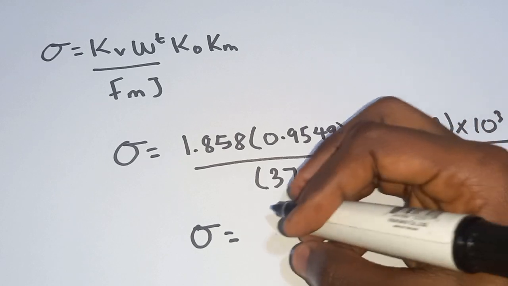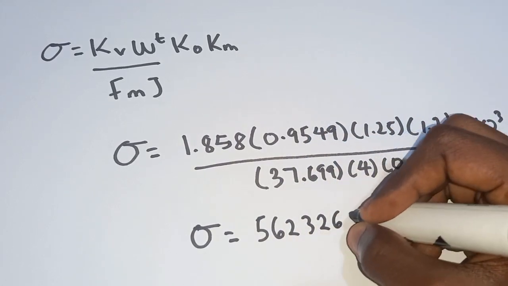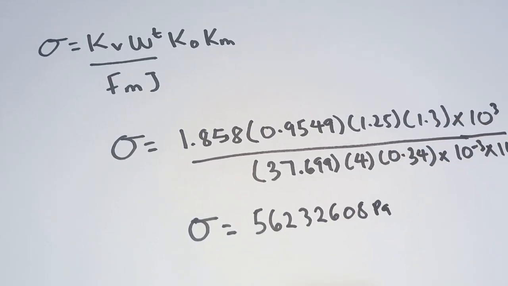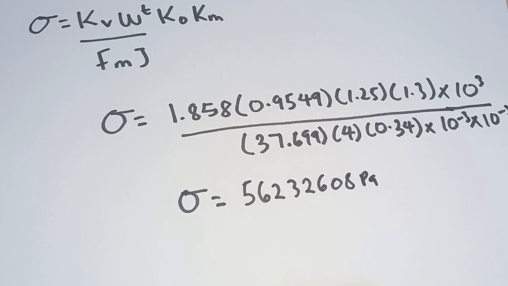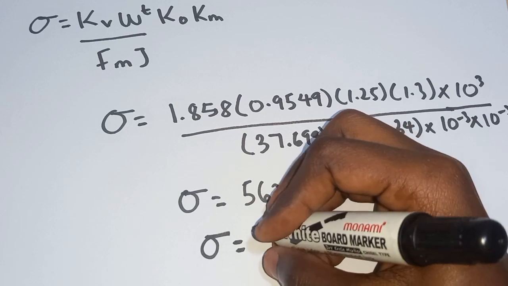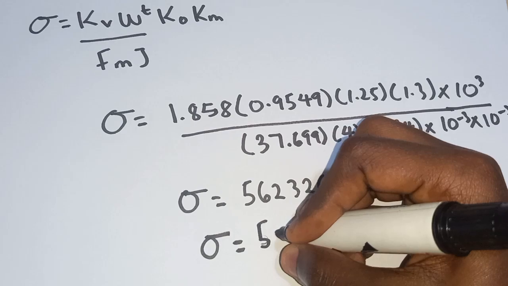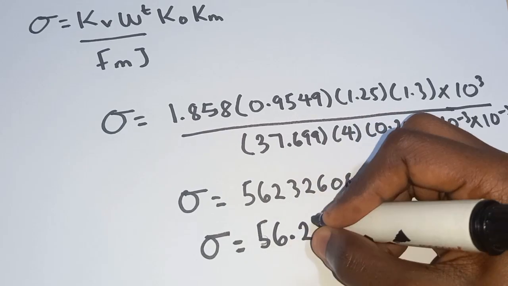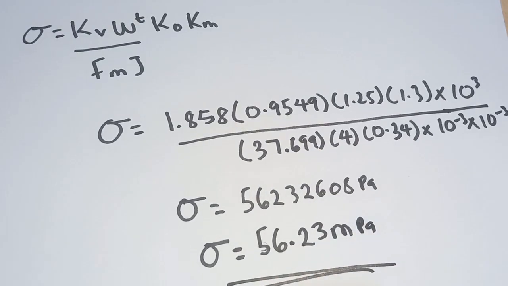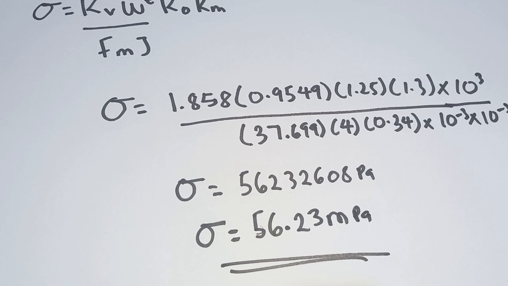When you punch this on our calculators, we have 5623260.8 Pascal. But we must bring it in what? Megapascal. So then have this to be 56.23 megapascal. So this is the bending stress for the gear using the Lewis equation.